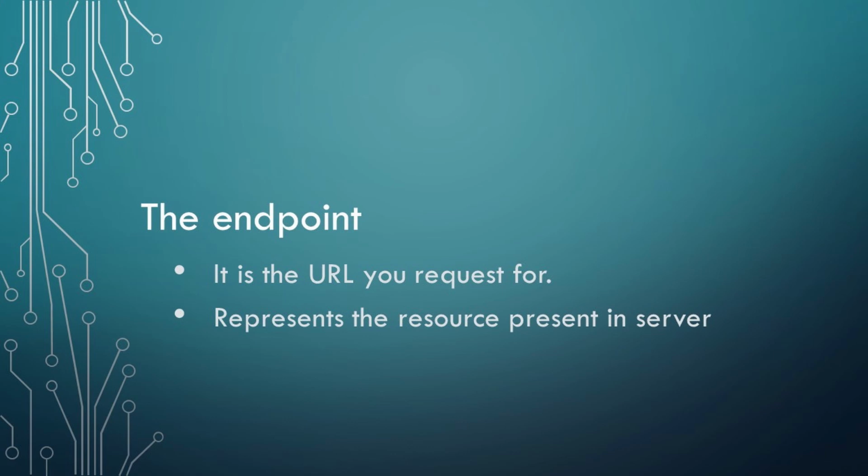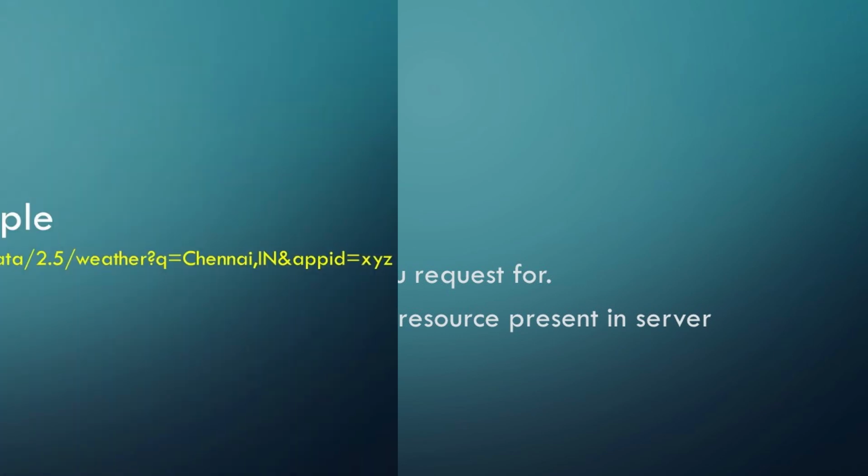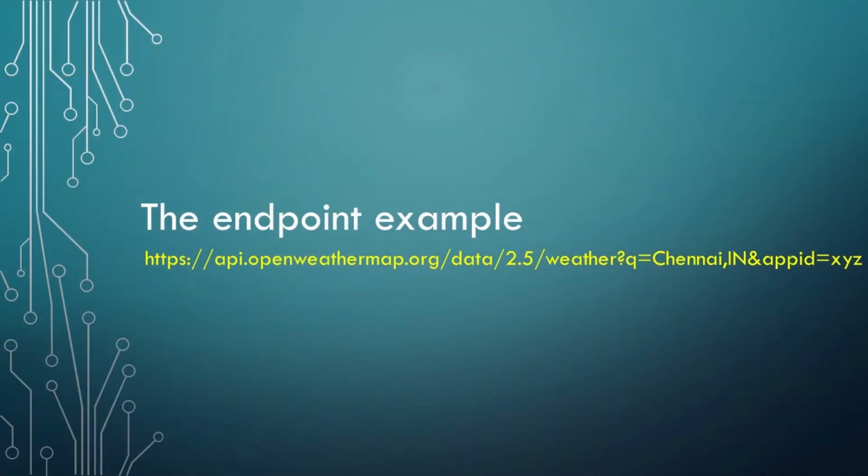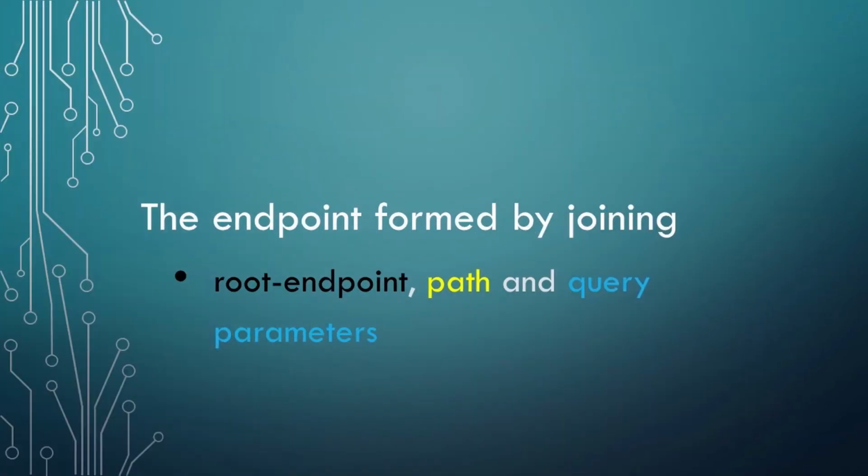First, let's check the endpoint. The endpoint, or I would call it the final route, is the URL you request. It's the link by which you can reach a particular resource present on the server. It will look like the one shown on the screen, for example. This endpoint can be divided into different parts, or rather it is formed by joining the root endpoint, path and query parameters.